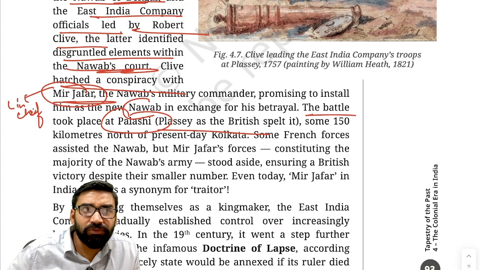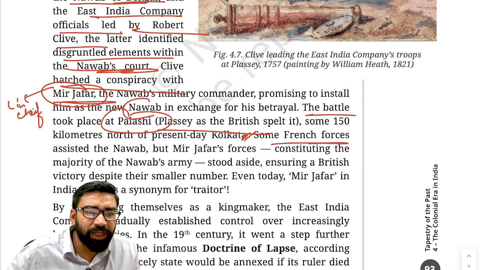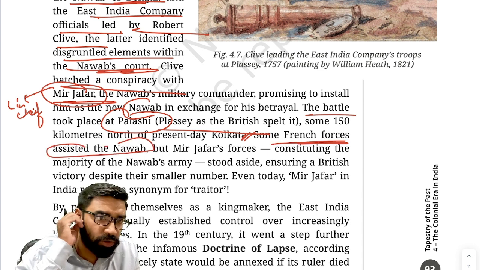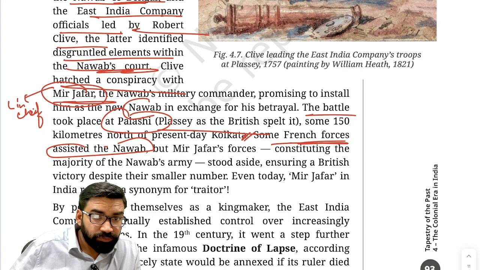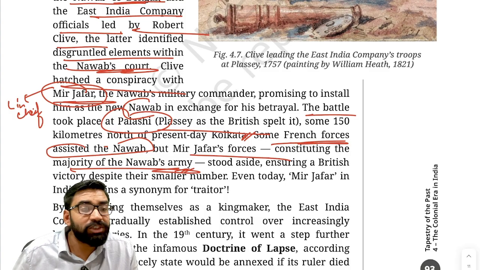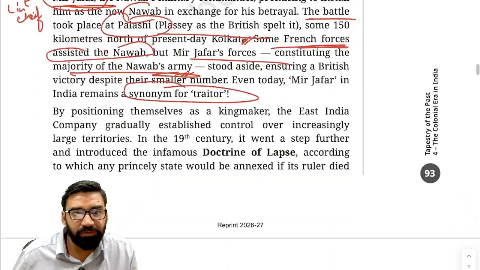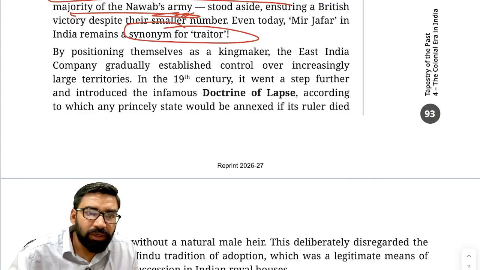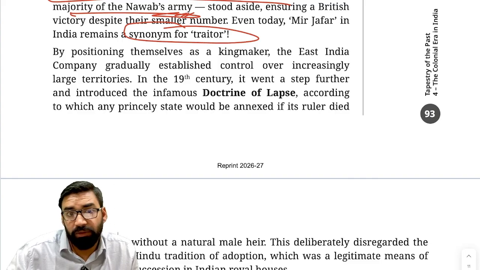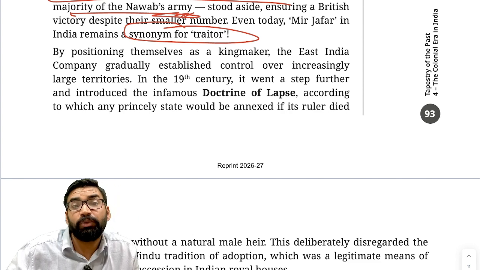It is said that Plassey was around 150 kilometers from present-day Kolkata. Remember this thing. Now, in this battle, it is said that some French forces assisted Nawab Siraj-ud-Daulah, but Mir Jafar's forces, which constituted the majority of the Nawab's army, did not support Siraj-ud-Daulah. That is why Mir Jafar came to be called a traitor. He is considered a traitor in India. Now, here Robert Clive applied which policy? Robert Clive applied the policy of kingmaker.